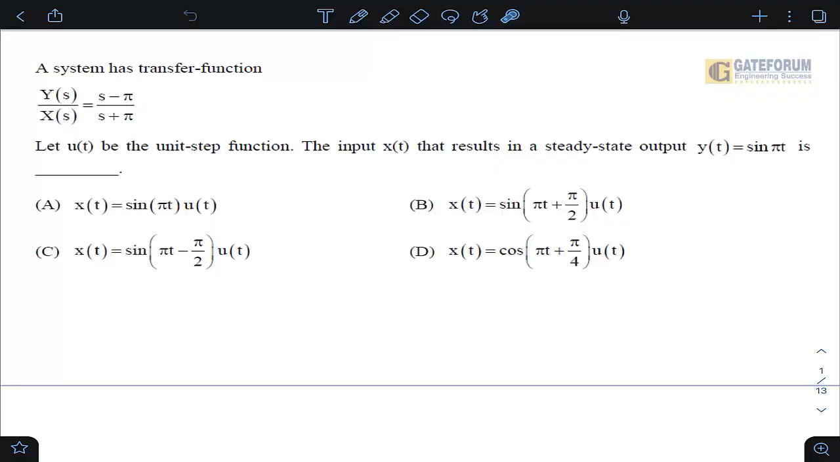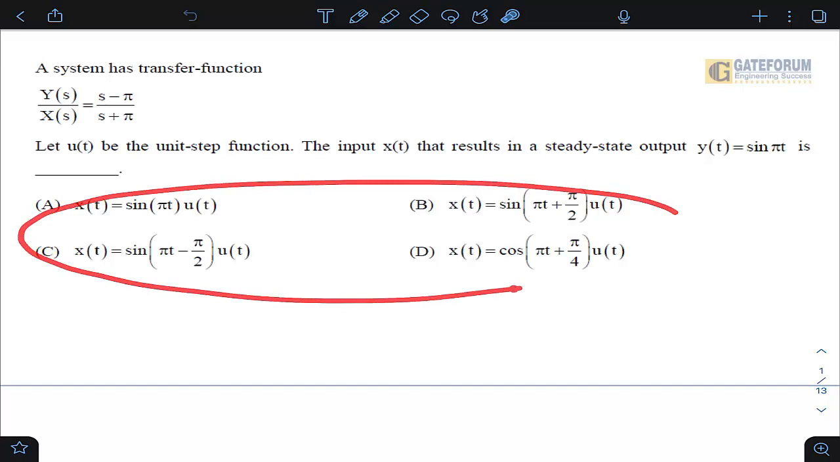This question was asked in GATE 23 of instrumentation. This is from either the signals and systems or the control systems subject. The question is: a system has transfer function Y(s)/X(s) equals (s minus pi)/(s plus pi). Let u(t) be the unit step function. The input x(t) that results in a steady state output y(t) equal to sin(pi t) is dash. So you are given these options.